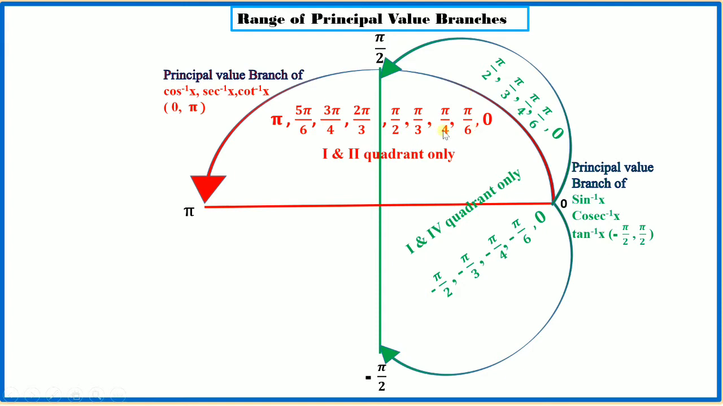Here the first quadrant is common in both cases. So I hope it is clear now for you. These three inverse trigonometric functions will have first quadrant and fourth quadrant angles, and these three inverse trigonometric functions will have first quadrant and second quadrant angles. Let us know more about this theoretically.